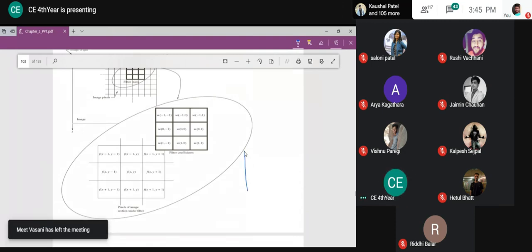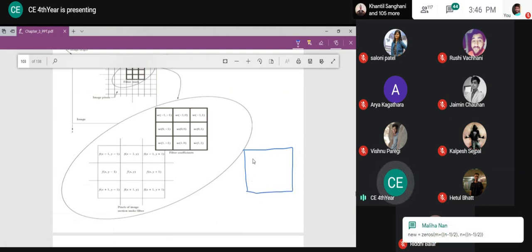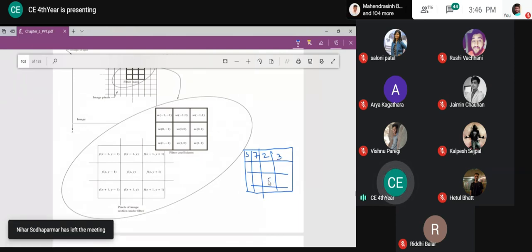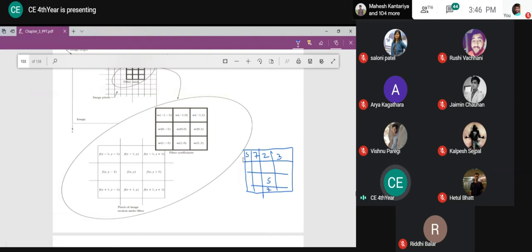If this is my image, whatever its size is, whatever the values are, I am assuming that the pixel will not be this large. This is my image, so whatever the values are, like 5, 7, 2, 3, these are as it is. What I want is the image should be padded with 0 like this. In that way, the dimension should increase. Are you getting it? So I will pad it with 0 like this.